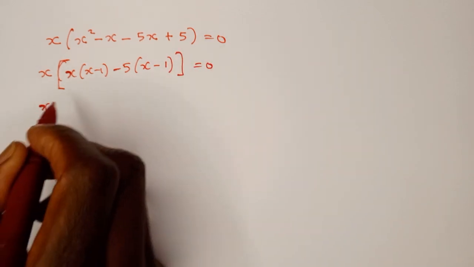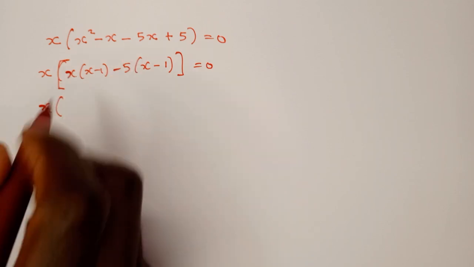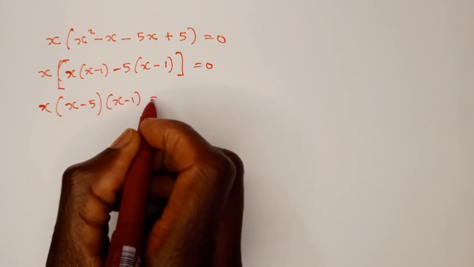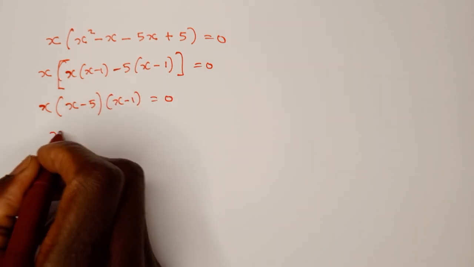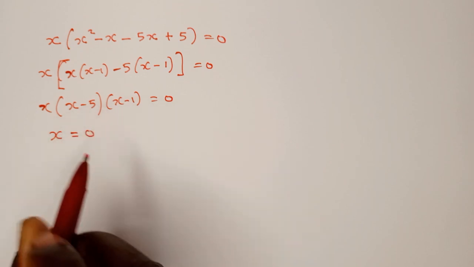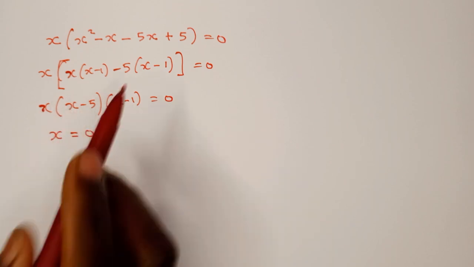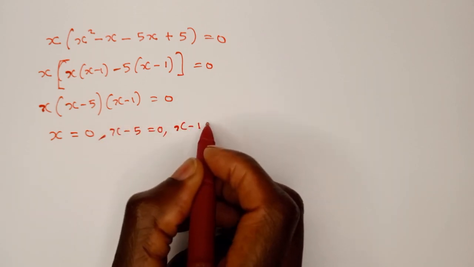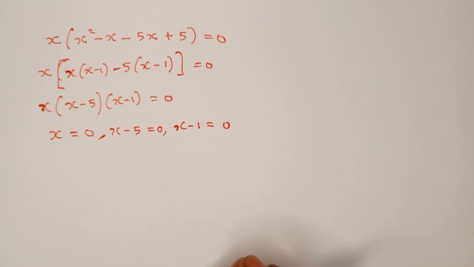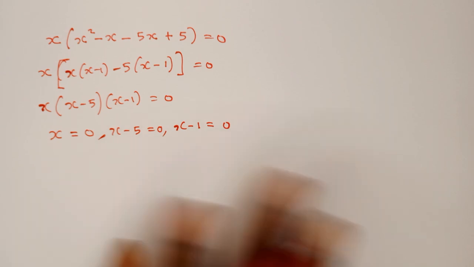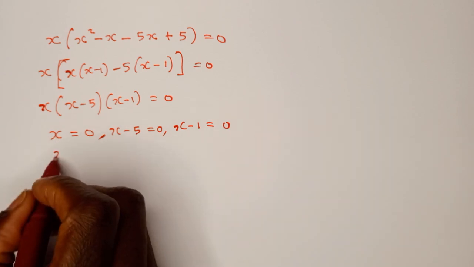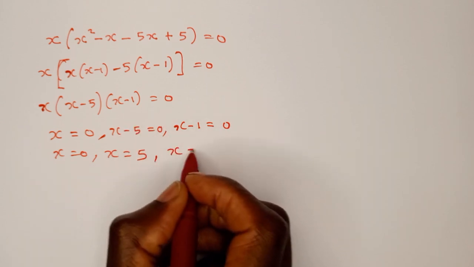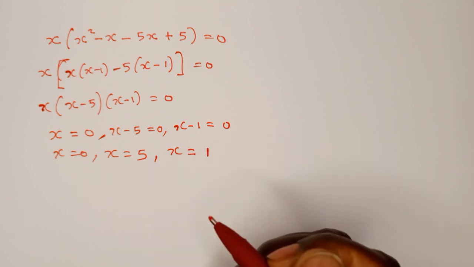So this one will be x into, now this one, put them under one bracket. This one will be x minus 5. Then you have x minus 1 is equals to 0. So that means x is equals to 0 when you equate this one with this one, or this one, x minus 5 is equals to 0, or x minus 1 is equals to 0. That's what we have. So finally, when you have those three, it means now x is equals to 0, x is equals to 5 when you take 5 the other side, and x is equals to 1.